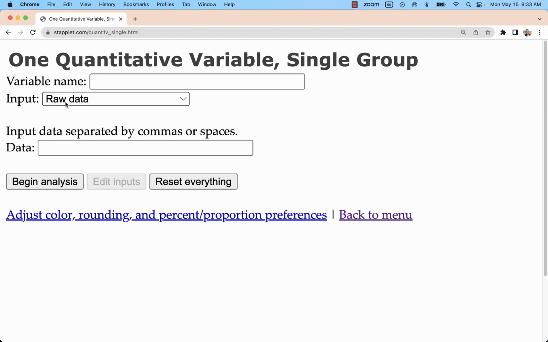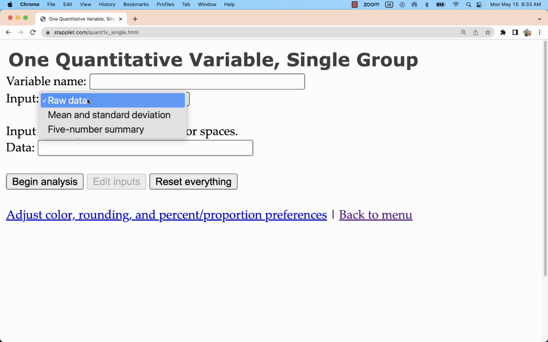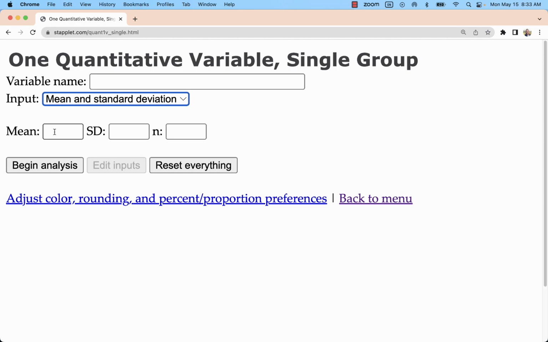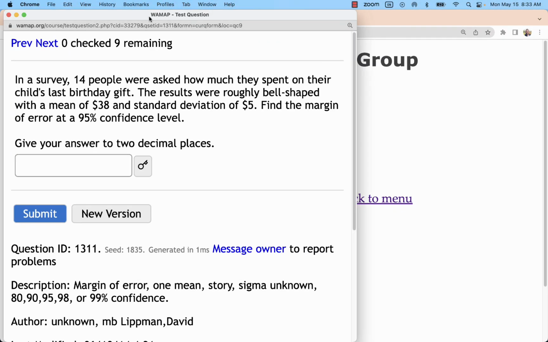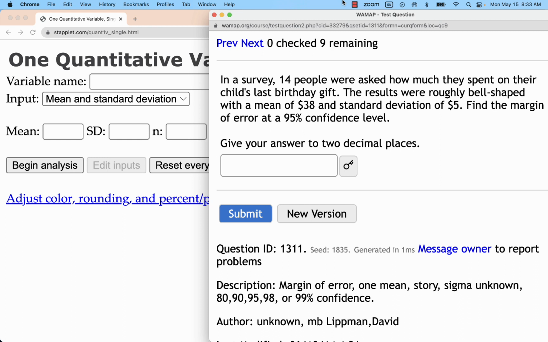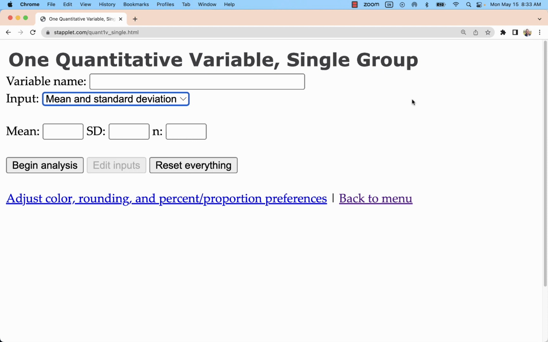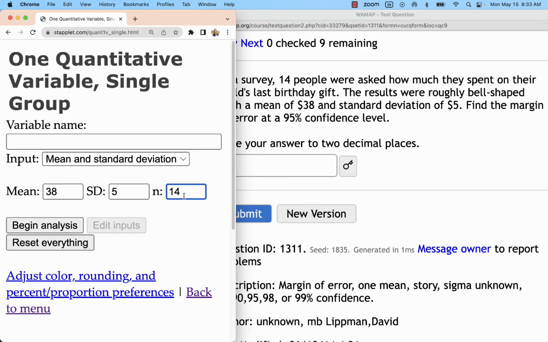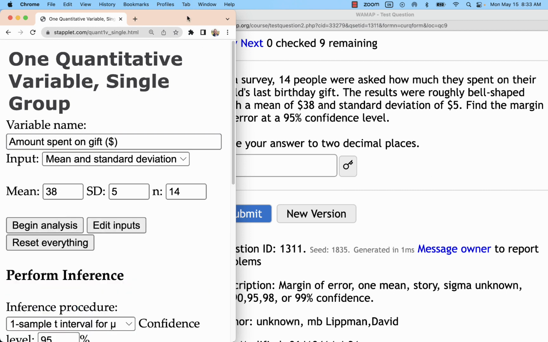We do not have raw data on this problem. Later, I will show you a problem with raw data. Here we have a mean and standard deviation that we need to enter. From my given information, I see that the mean is 38, the standard deviation is 5, and there's 14 people. So that is my mean, standard deviation, and n. And the variable here is the amount spent on a gift. And then we begin analysis.